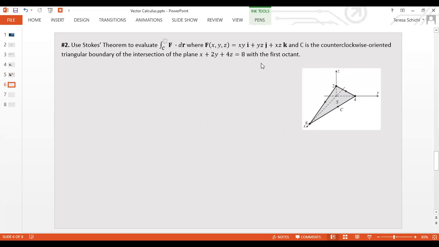So the next one here, let's say use Stokes' theorem. In here, we're going to find the line integral of F for this path here. Okay, so along this path.